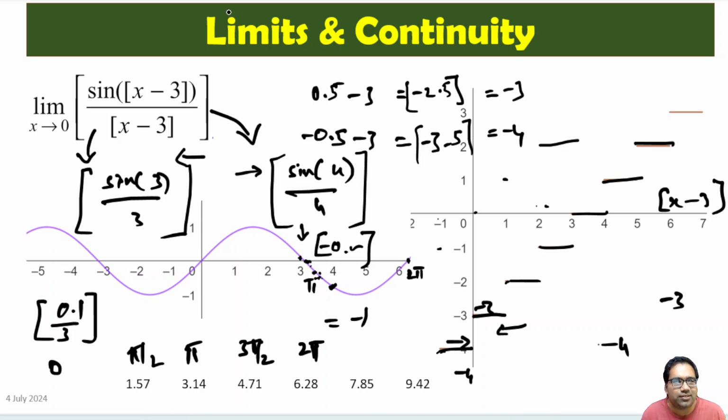On the right hand side it is 0. On the left hand side it is minus 1. So both are not matching. So the limit does not exist.